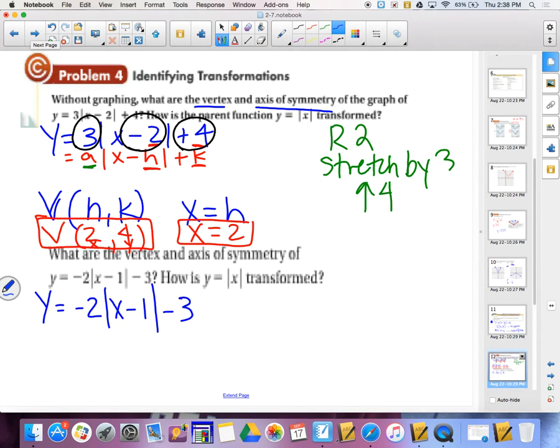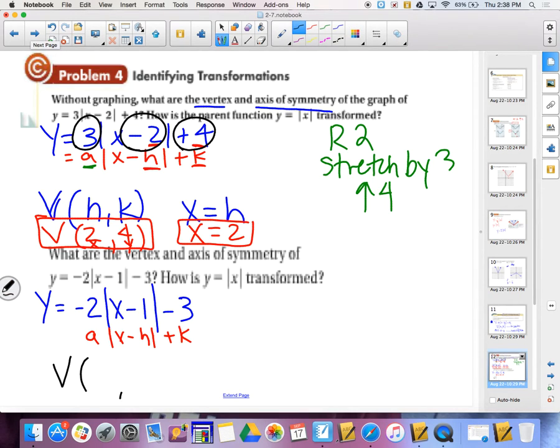So my bottom problem down here is y equals -2 times the absolute value of x minus 1 minus 3. What do I need to do first? Formula. I'm going to go down here right up underneath it and write my formula, so that I don't mess anything up when I do it. So A, x minus h, plus k.